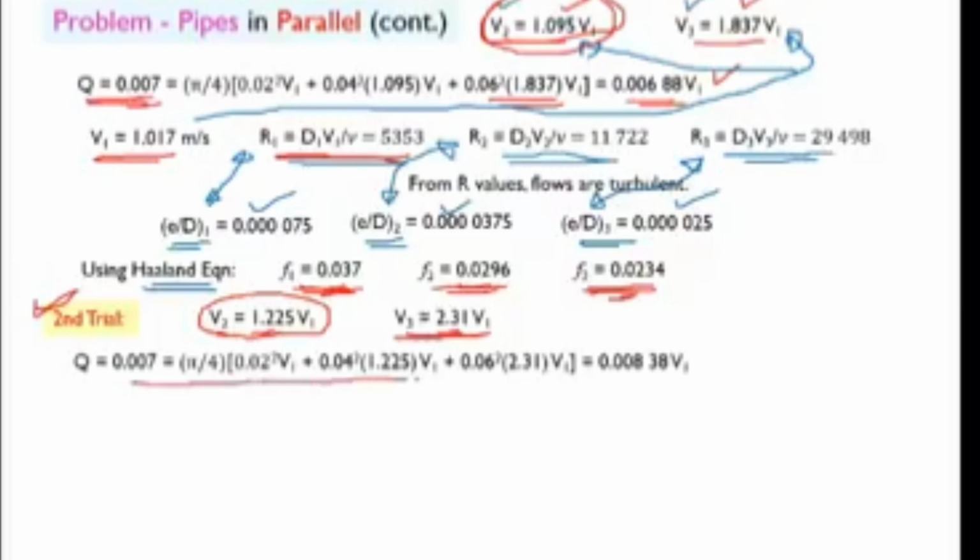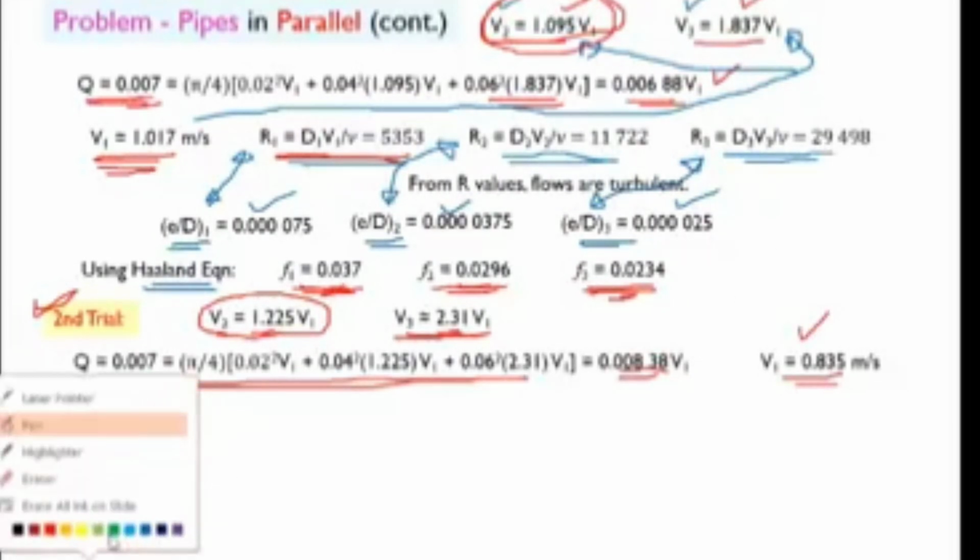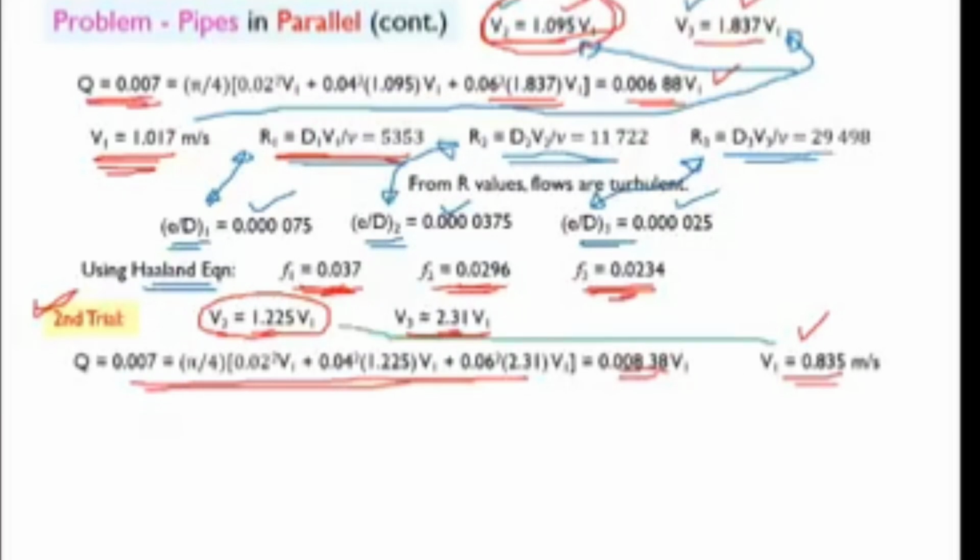So again, we plug the values into this equation as we did before. And now from here, the only unknown is V1. So we calculate V1, which is now equal to 0.835. Previously, it was how much? 1.017 meter per second. Now this comes out to be 0.835. And this value, now we can put here, and similarly put this value here. You will calculate V2 and V3.